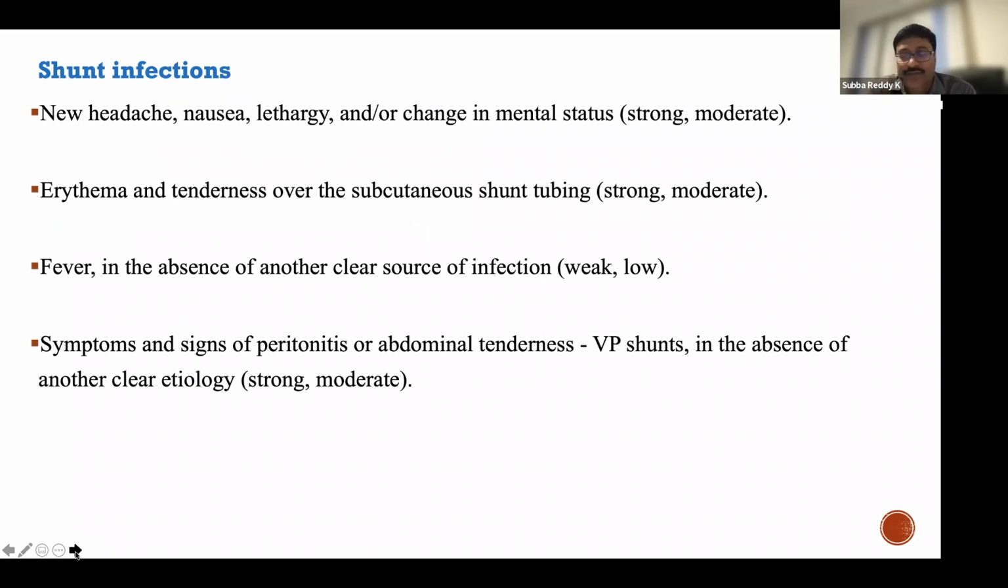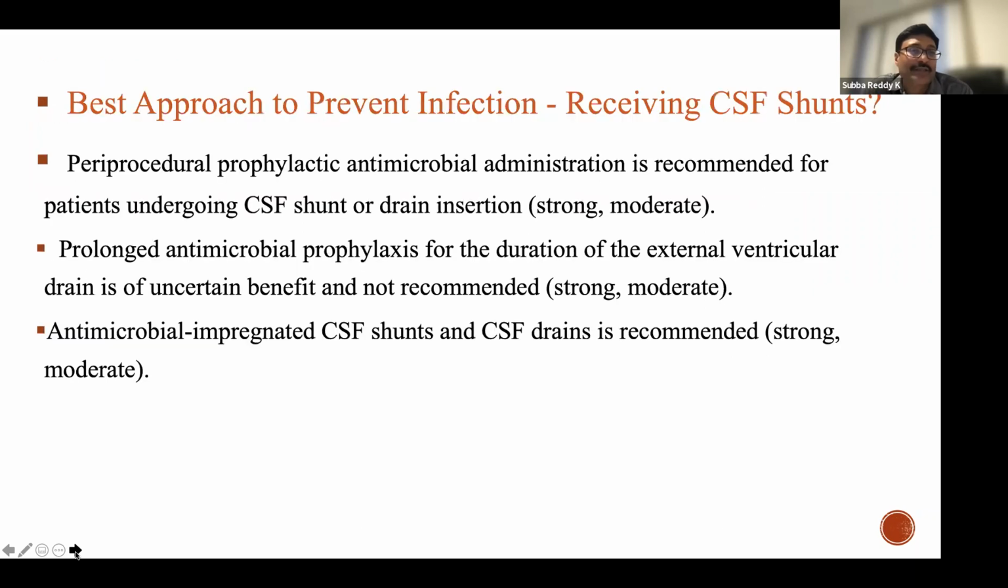Coming to shunt infections, which we see in the neuro-intensive care unit: if they have new onset headache, nausea, lethargy, change in mental status, or fever in the absence of other clear source of infection, and if they have signs of peritonitis or abdominal tenderness when they have a VP shunt. In the absence of other clear etiology, we suspect CSF shunt infections.